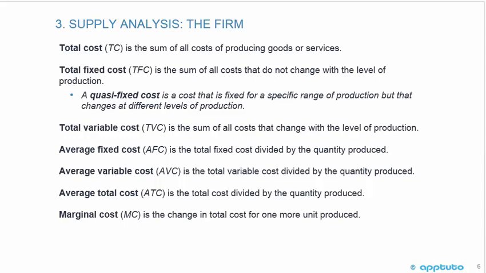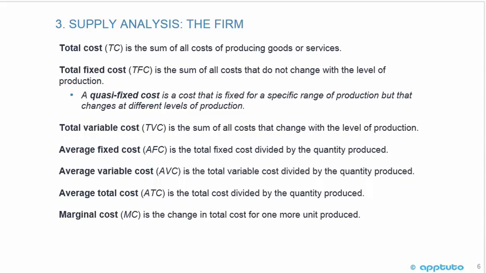The total cost is the sum of all costs of producing goods or services. The total fixed cost is the sum of all costs that do not change with the level of production. And of course, we're going to learn more about fixed costs and variable costs in the accounting section later. But a quasi-fixed cost is a cost that is fixed for a specific range of production, but will change at different levels of production.